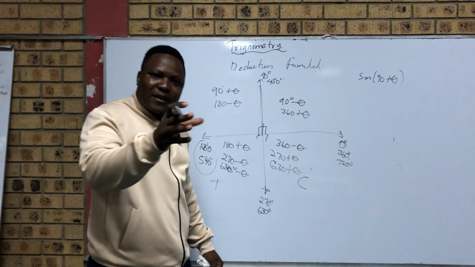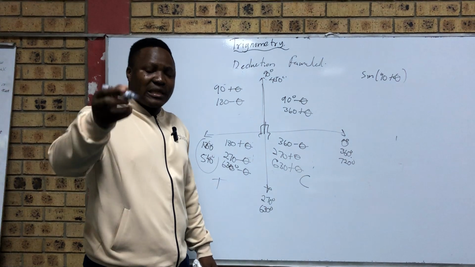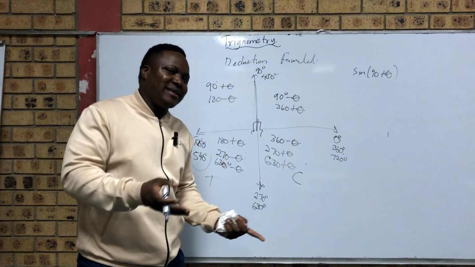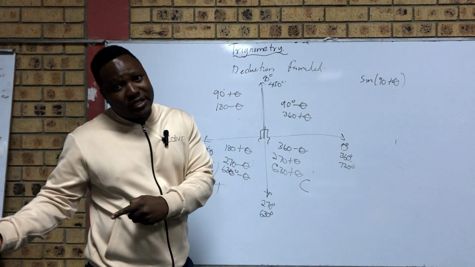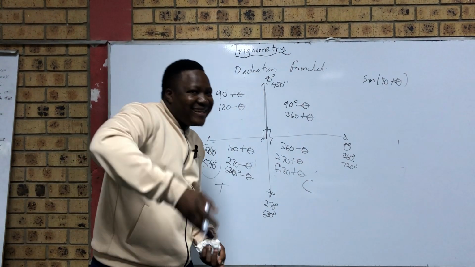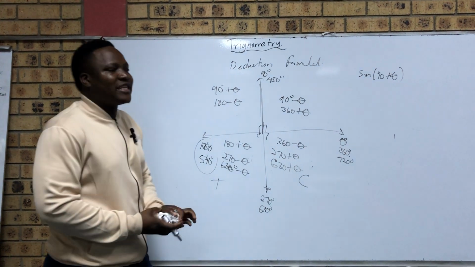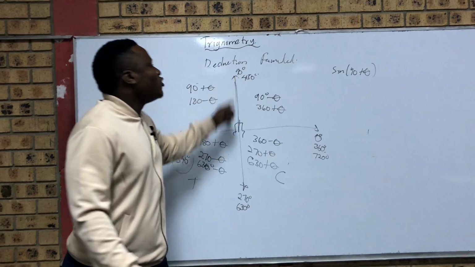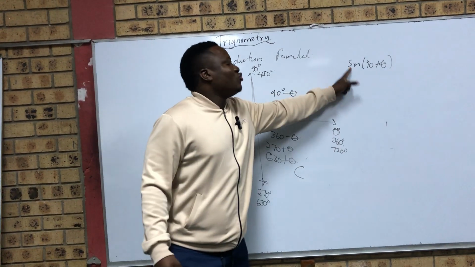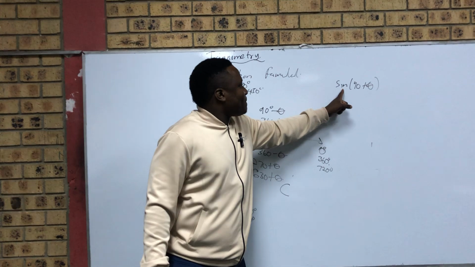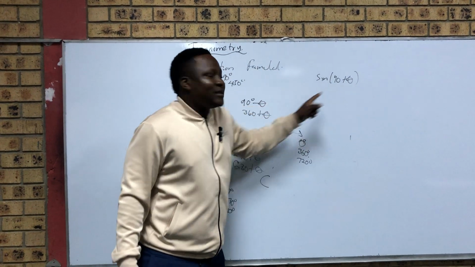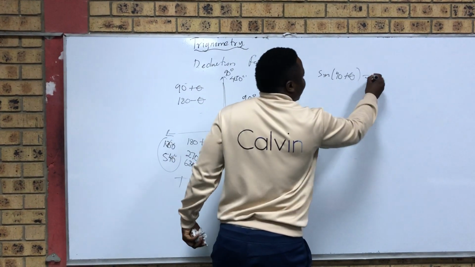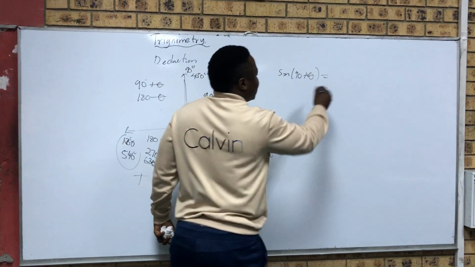The opposite of sine is cos, and the opposite of cos is sine. The opposite of tan is cot, and the opposite of cot is tan. What you need to know is that as long as the angle you are starting with is found in the vertical, it will change to the opposite. Do you see this sine 90 plus theta? Just because this angle is found in the vertical, this is going to change to cos.